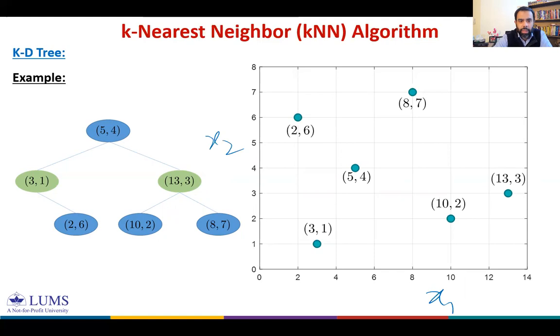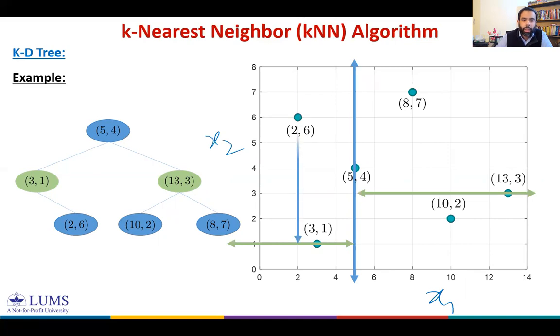Right? So the first splitting is along x1, so it splits data into two halves. (2, 6) and (3, 1) to the left, and (8, 7), (10, 2), and (13, 3) to the right. And the next splitting is along x2, right? So you get splitting along (3, 1), and you get splitting along (13, 3), right? And if we go further down to the next level, we get again splitting along x1 and again x1, right?